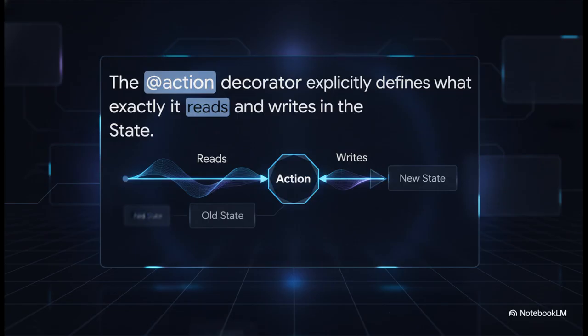Notice how the decorator explicitly defines reads and writes. You have to declare exactly what state keys this action relies on and exactly what it's allowed to change. This explicit declaration is a game changer. It prevents hidden control flows, stops implicit agent magic, and dramatically reduces those absolutely dreaded key errors in complex LLM pipelines, all because the framework can statically validate your logic before it even runs.